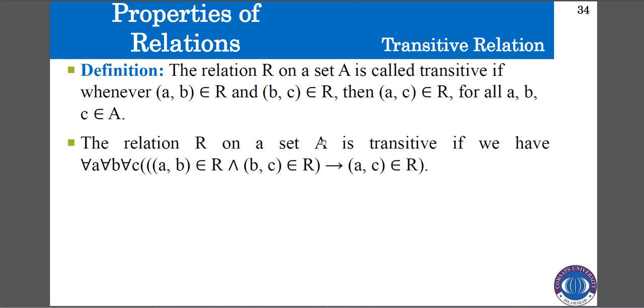Dear student, the last property of relations is the transitive relation. Definition: the relation R on a set is called a transitive relation if whenever pair (a, b) belongs to R and pair (b, c) belongs to R, then pair (a, c) belongs to R, for all a, b, c belonging to A. The relation on a set is transitive if for all a, for all b, for all c, pair (a, b) belongs to R and pair (b, c) belongs to R imply that pair (a, c) also belongs to R.